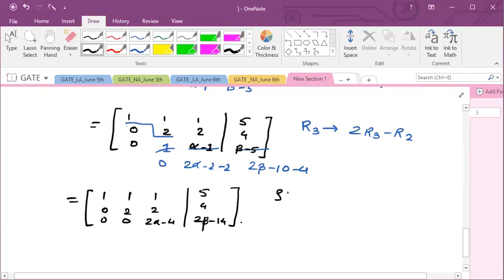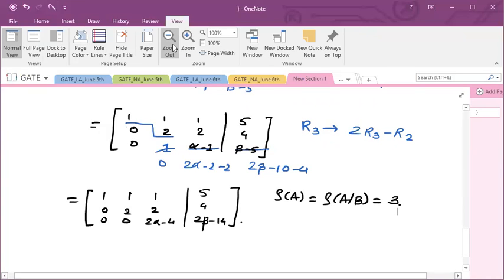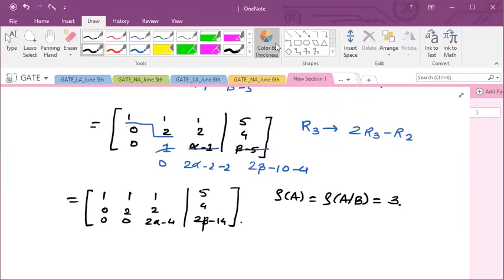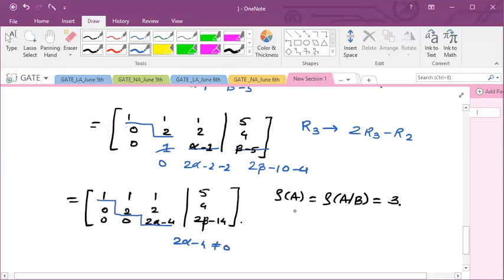Now for a unique solution, rank of A should be equal to rank of A augmented B, which should be equal to 3. To find rank of A, tell me what the values of alpha and beta should be. Here brainstorming comes. Definitely 2 alpha minus 4 should not be equal to 0; then and only then will rank of A be 3. Are you getting my point? Was this clear, everyone?